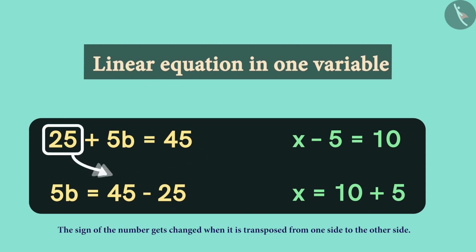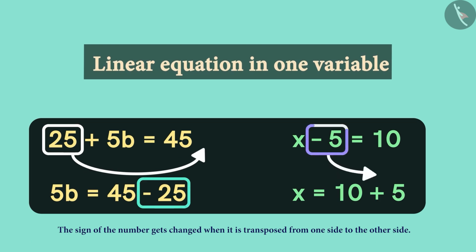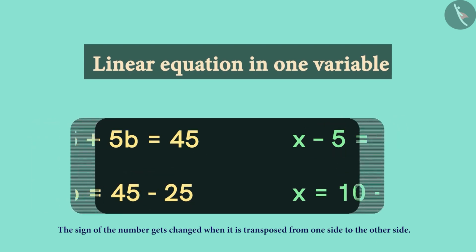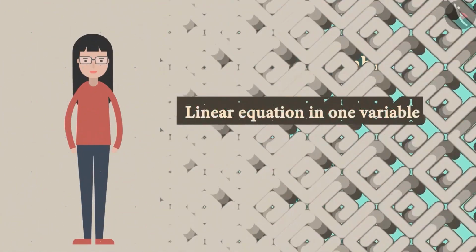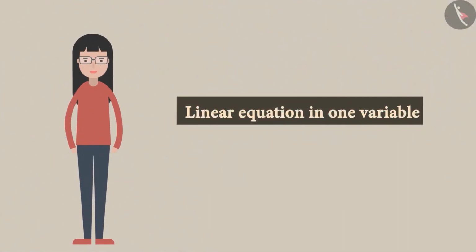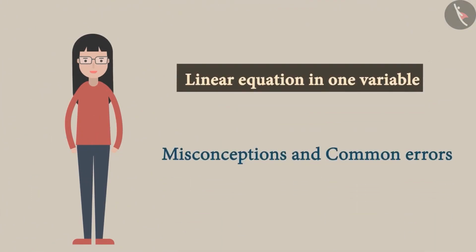If a number is positive on one side, after transferring, it becomes negative. And if a number is negative on one side, it becomes positive on moving to the other side. This means addition becomes subtraction and subtraction becomes addition. In the next video, we will look at some misconceptions that arise while solving linear equations in one variable.